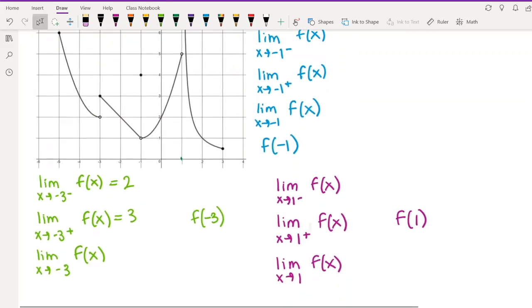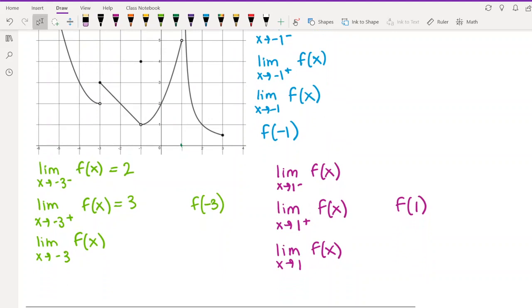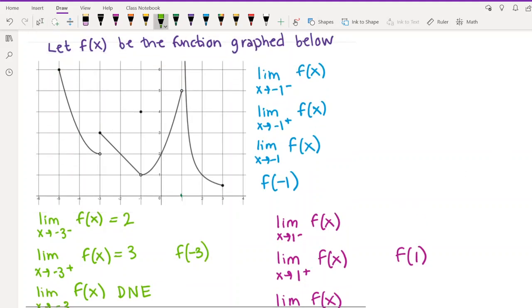And so because the left and the right hand limits do not agree with each other, we would say that the overall limit does not exist, or you can write DNE as a shorthand for that. And then f of -3, that's where we just look at the graph and we say, well, if I'm actually going to an x value of -3 and trying to plug it in, where is the point on the graph that actually has an x value of -3, and it's this point here. So f of -3 is equal to 3 because the point (-3, 3) actually lies on the graph.